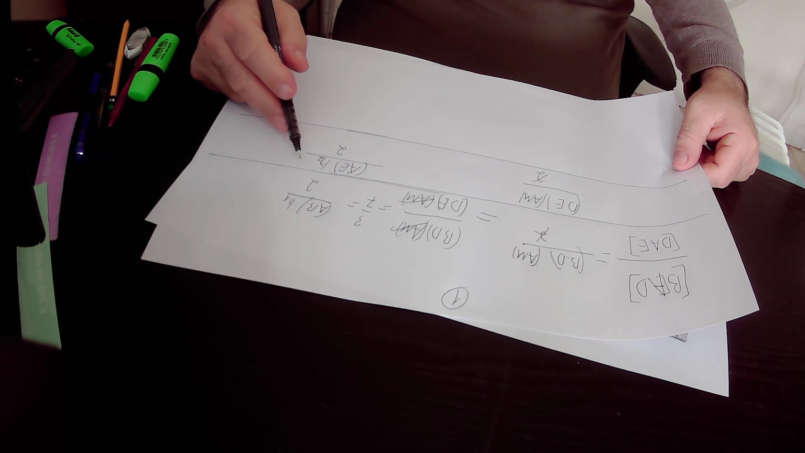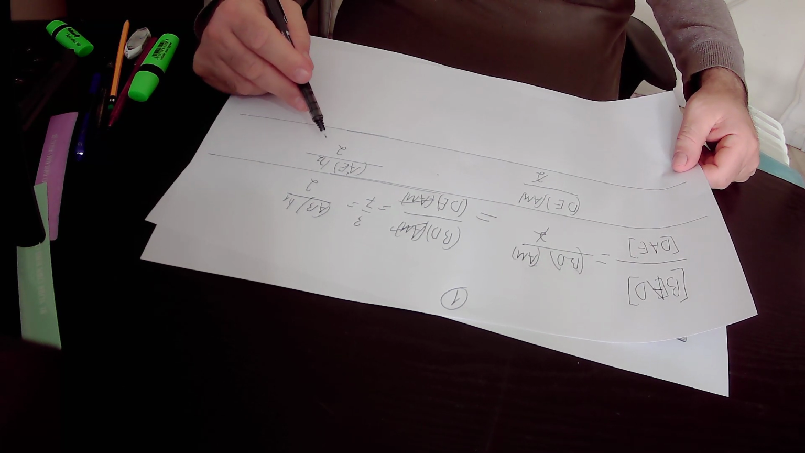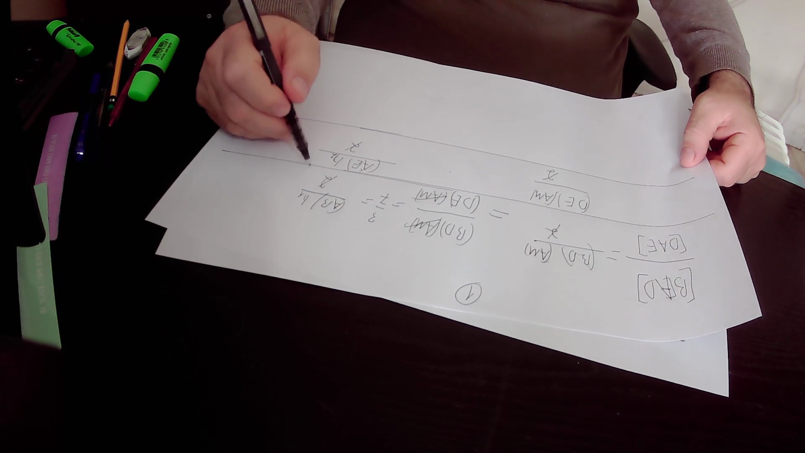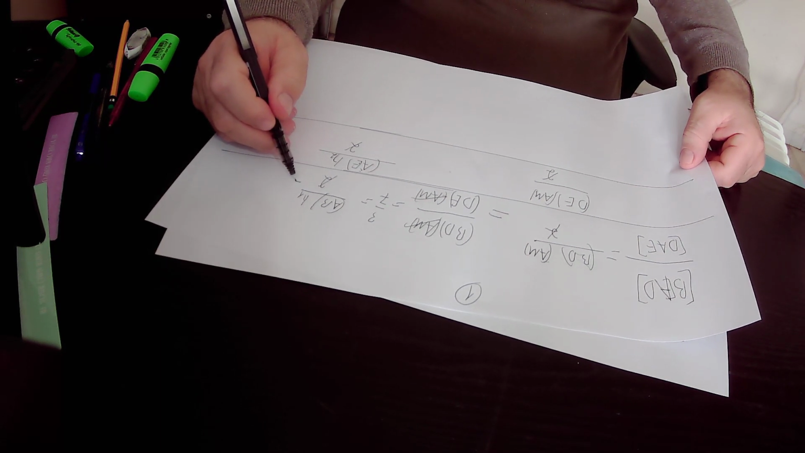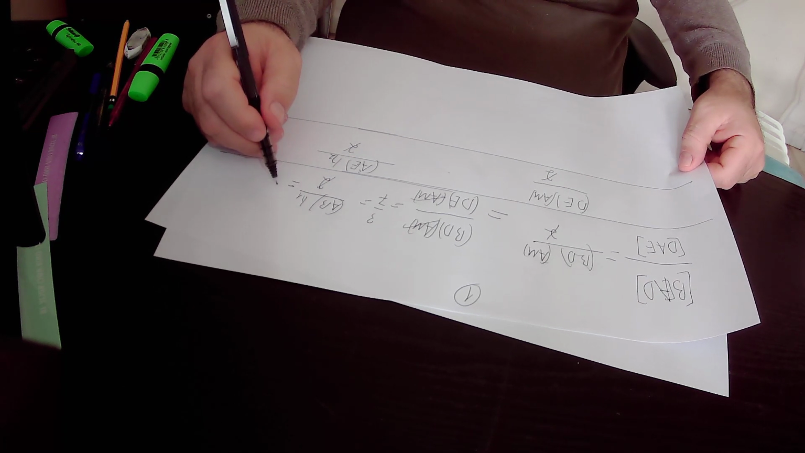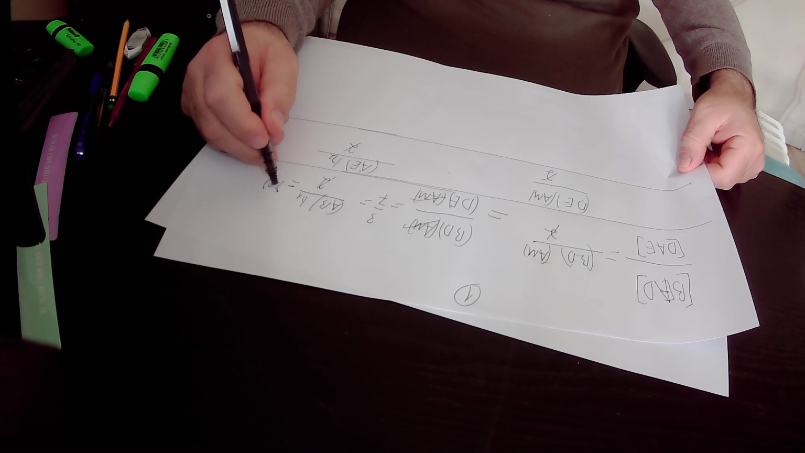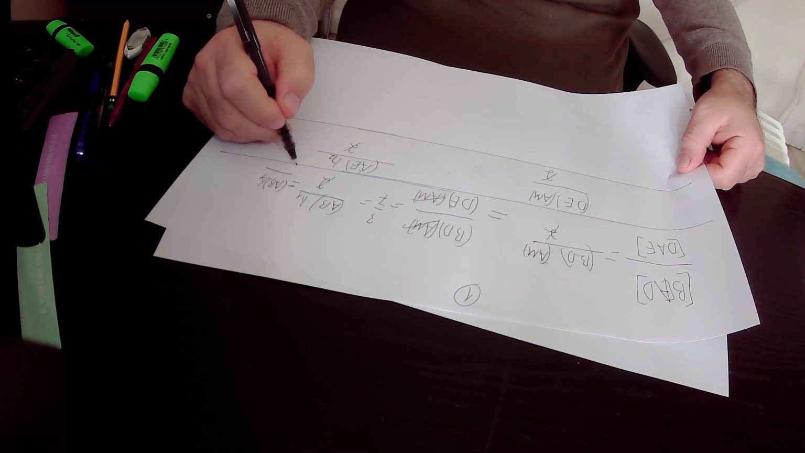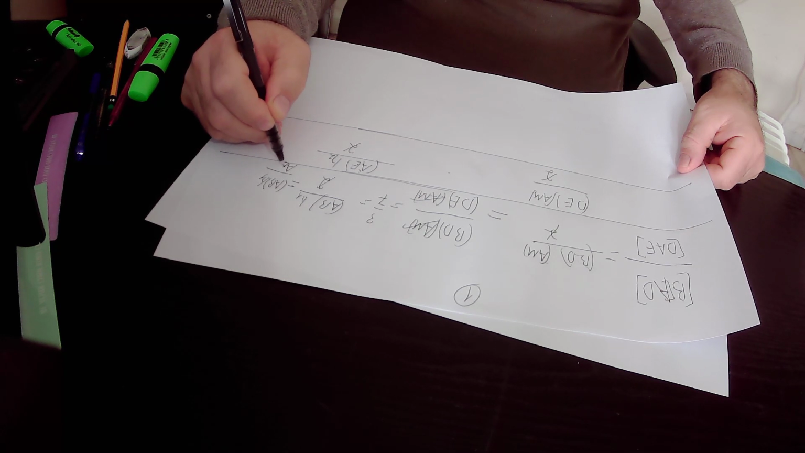So here we have 2 in the numerator and 2 in the denominator, so 2 will get cancelled, and what is left from this expression after we cancelled 2 is AB times edge 1 over AE times edge 2.